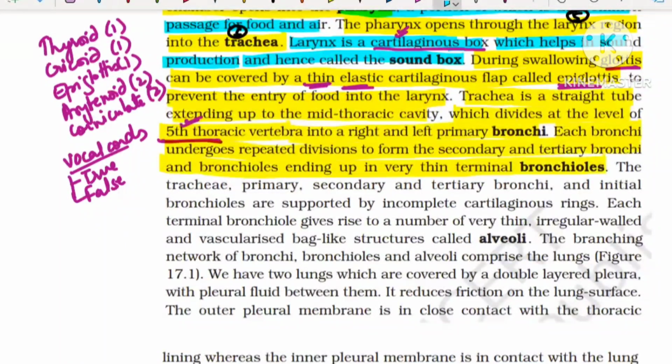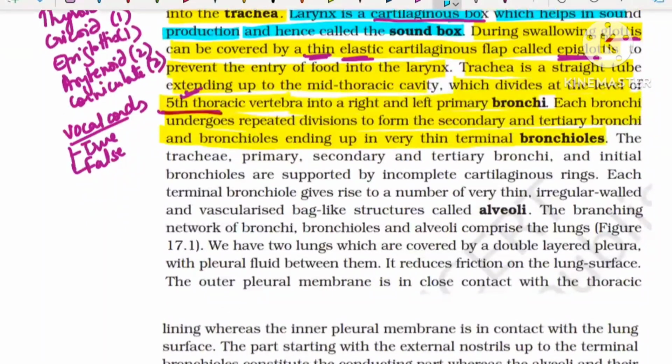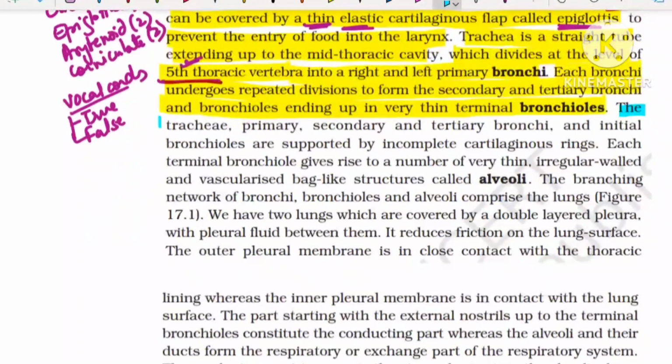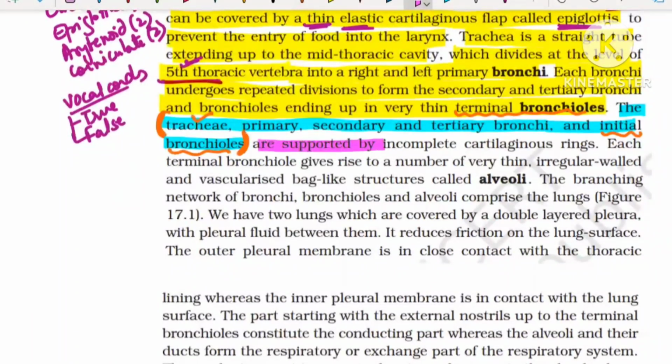Now read the line carefully. The trachea, primary, secondary, tertiary bronchi, and initial bronchiole. That is why I was trying to explain to you properly. Here NCERT has given terminal bronchiole and here it is giving initial bronchiole. Clear? It means from the trachea to the initial bronchiole, check carefully, they are supported by incomplete cartilaginous rings. Incomplete means C-shaped and incomplete towards the dorsal side.